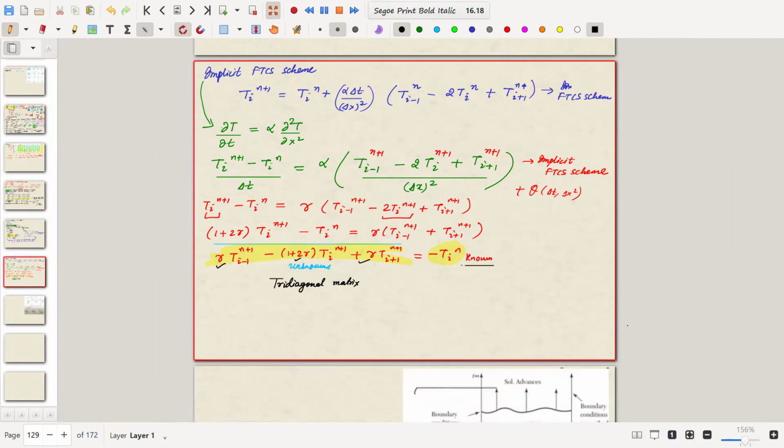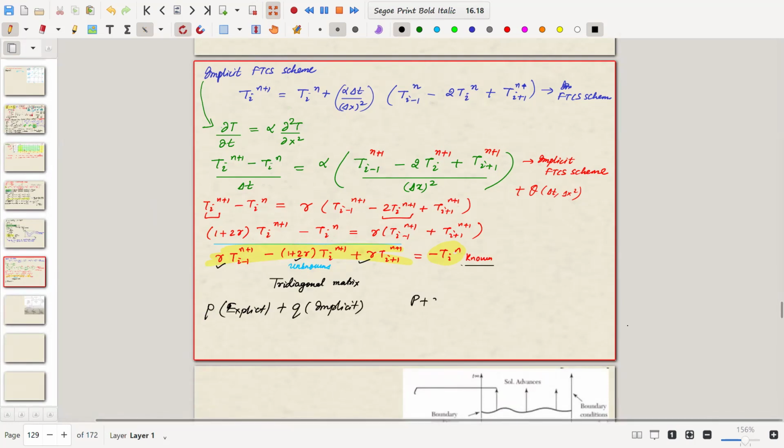Now what Crank and Nicolson, two scientists, thought is, how about we take 50% of the implicit scheme and 50% of the explicit scheme and make a new method, that is Crank Nicolson. And surprisingly, it worked. It seems very odd, but technically you can think of it as using P% of explicit and Q% of implicit, where P plus Q equals 1.